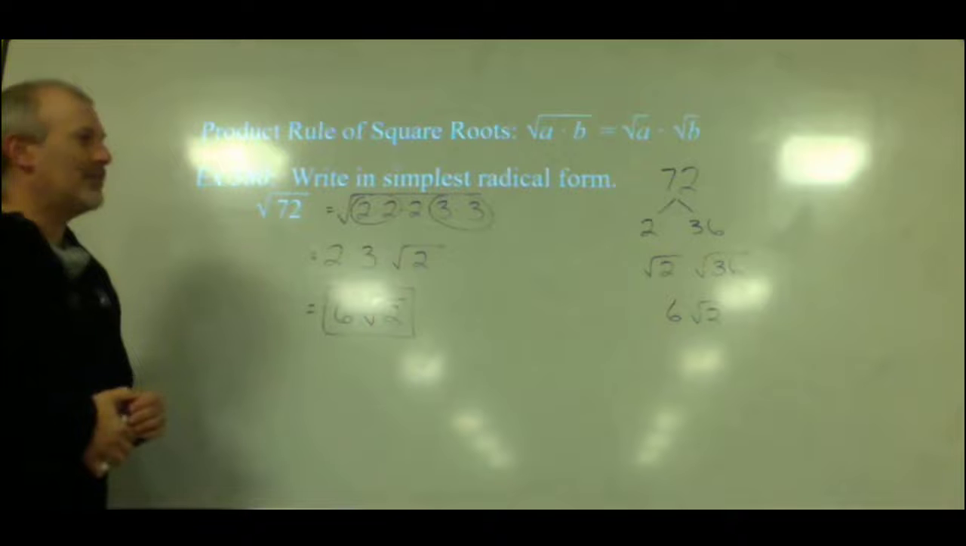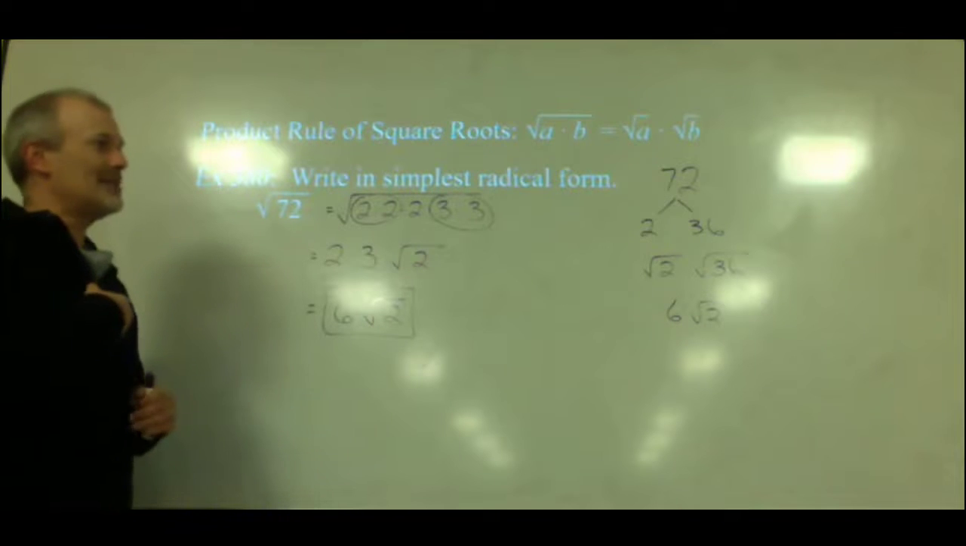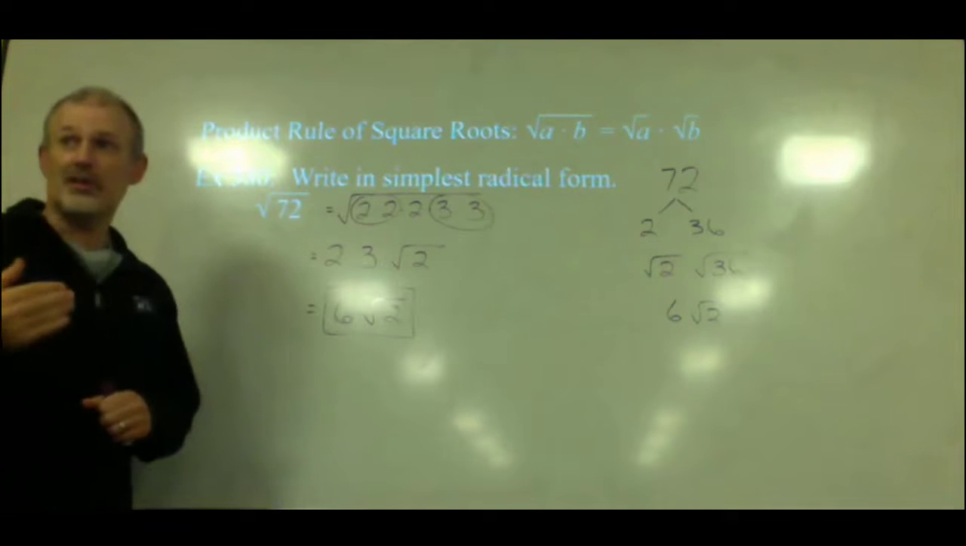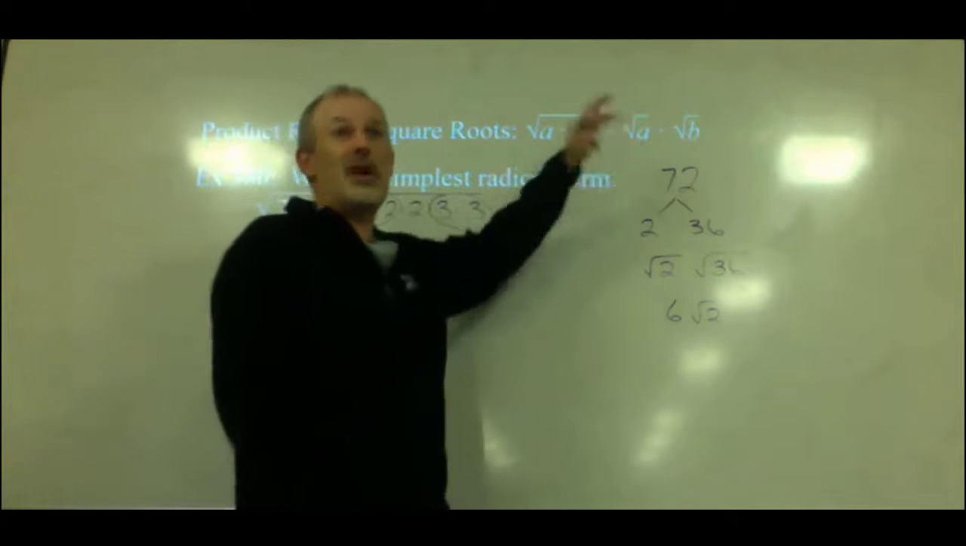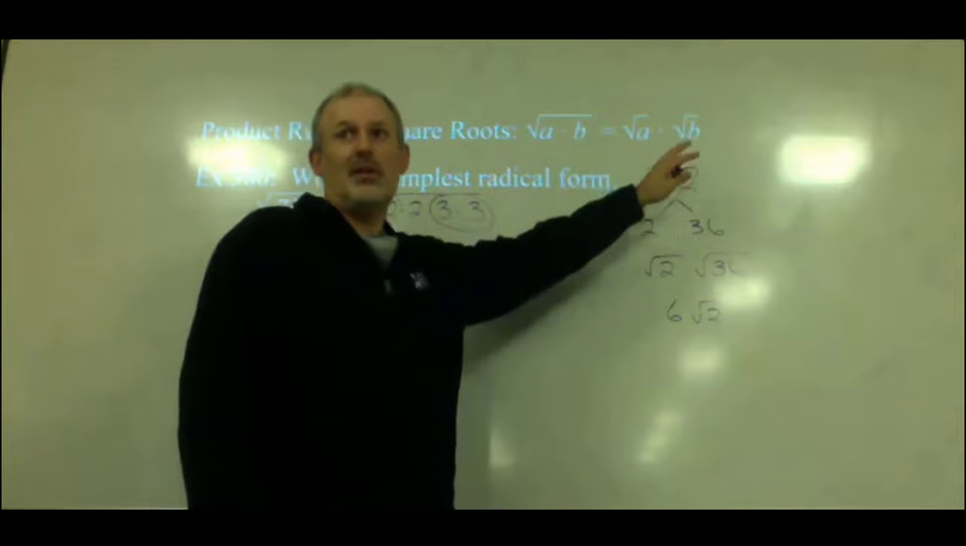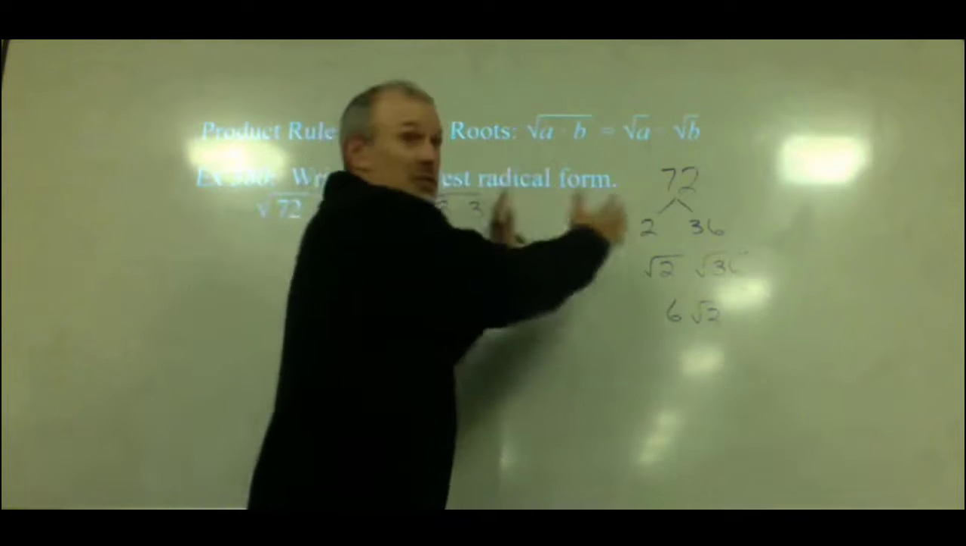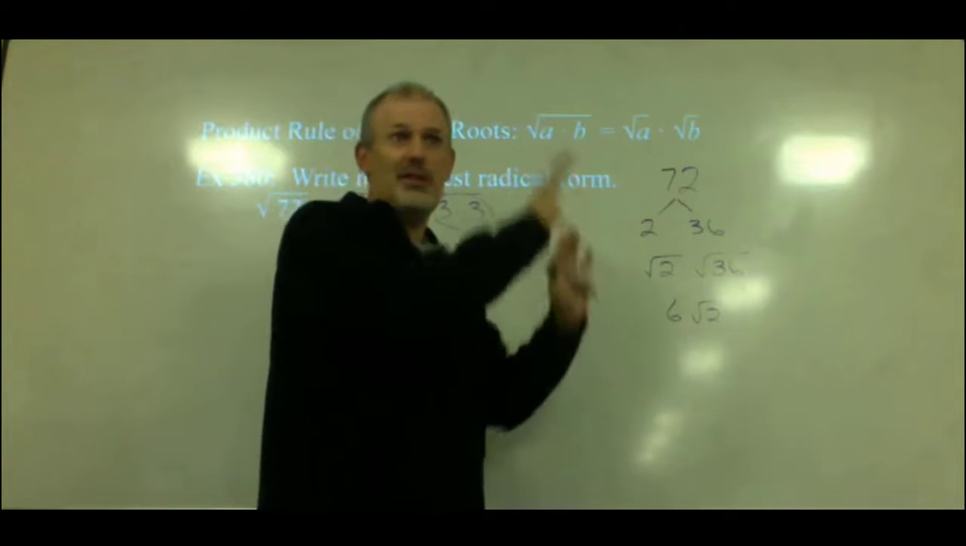Okay? But for instance, if I was doing these, and I've been doing these for a long time, just as a time saver, I would look for perfect squares that go into 72. Okay, but you don't have to. You can always use this method that I've shown you. So no big deal. That's just a little bit of a shortcut if you want to try it.